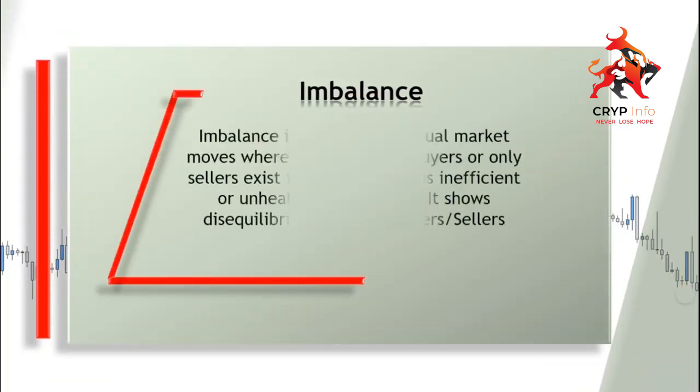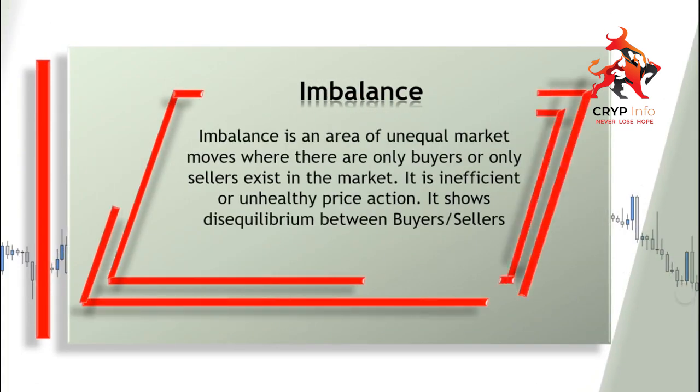The second principle of smart money trading system is imbalance. Let us see what its exact definition is. Imbalance is an area of unequal market moves where there are only buyers or only sellers in the market. It is inefficient or unhealthy price action. It shows disequilibrium between buyers and sellers.